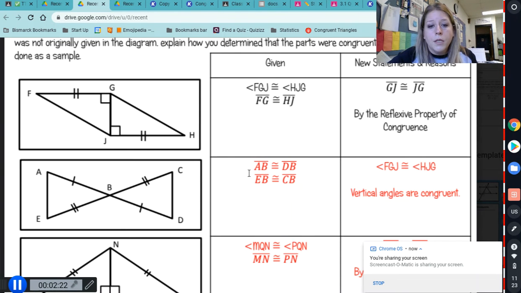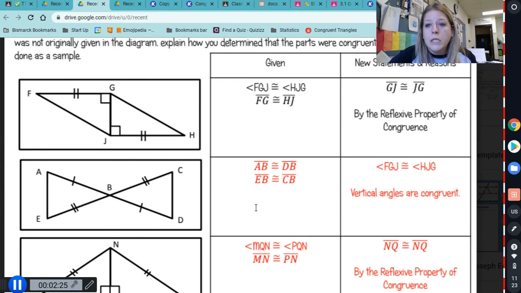These two segments in our first one were marked as congruent, and the hidden piece of information was these two vertical angles. This is wrong. These letters don't match. So make sure you fix that. It should be angle ABE and angle DBC.